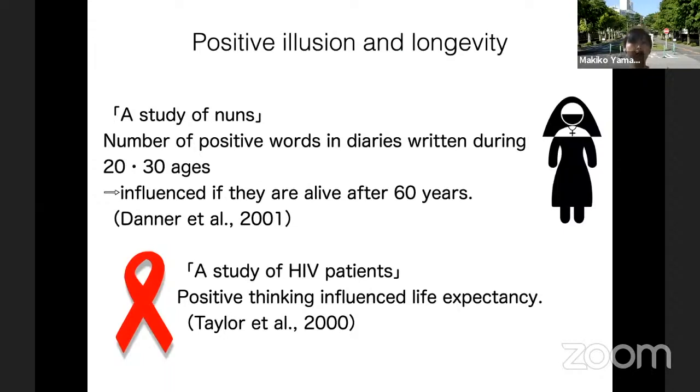Actually, there are some studies indicating positive illusion is associated with longevity. A study of nuns indicated that the number of positive words in diaries written during their 20s and 30s influenced whether they were alive after 60 years. And another study of HIV patients revealed positive thinking influenced life expectancy.